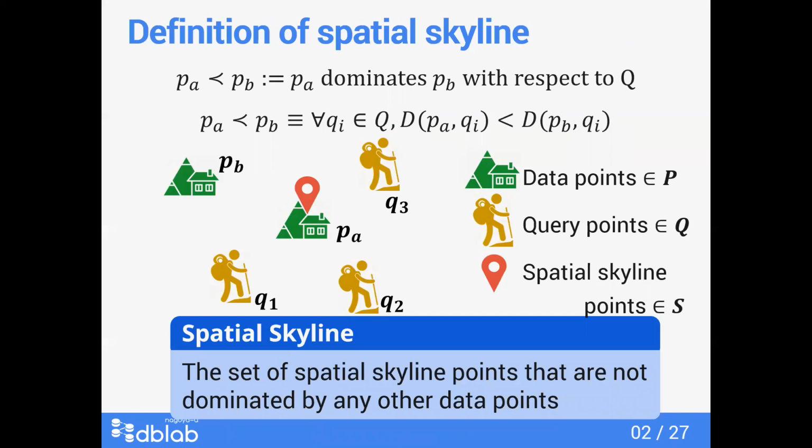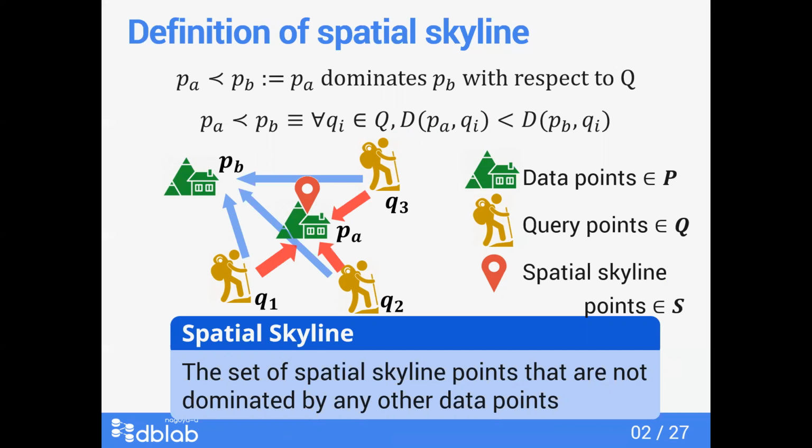Let's look at the definition of a set of good places, that is, a spatial skyline. For a set of query points Q, we denote that PA precedes PB when the green candidate point PA dominates PB. For example, if we choose PA and PB in this figure, we compare distance from 3 people to PA and PB. PA is closer for all of them than PB, like this. It indicates that PA dominates PB.